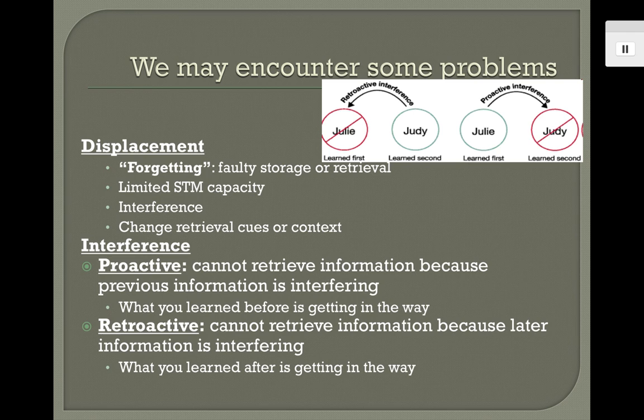So in other words, what you learned afterwards is interfering with what you're trying to retrieve that occurred first. So in other words, what you learned after is getting in the way of the very first thing that you learned. So here, learning Judy second is now interfering with you learning Julie in this particular case.